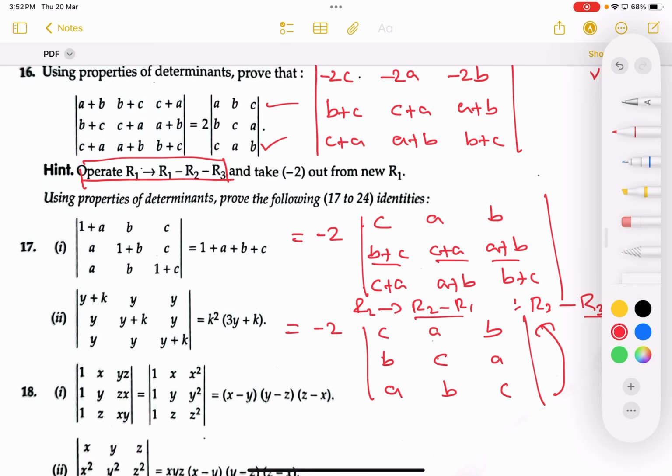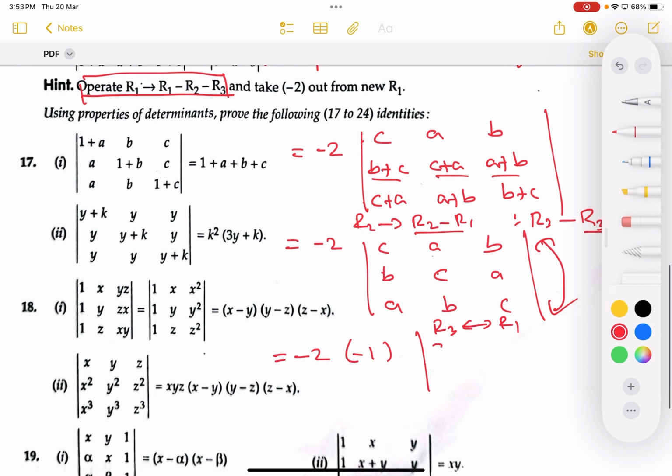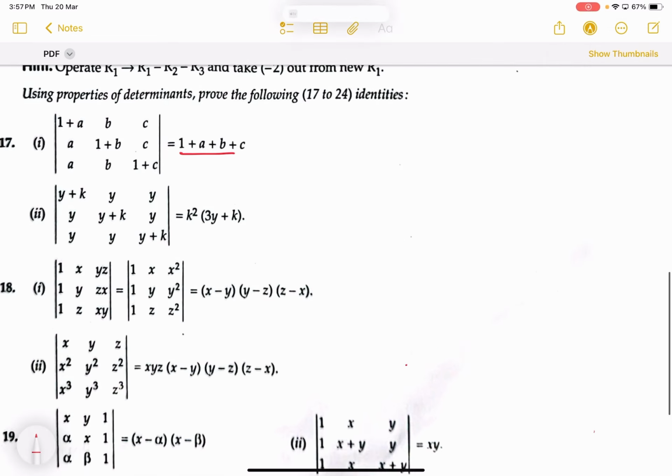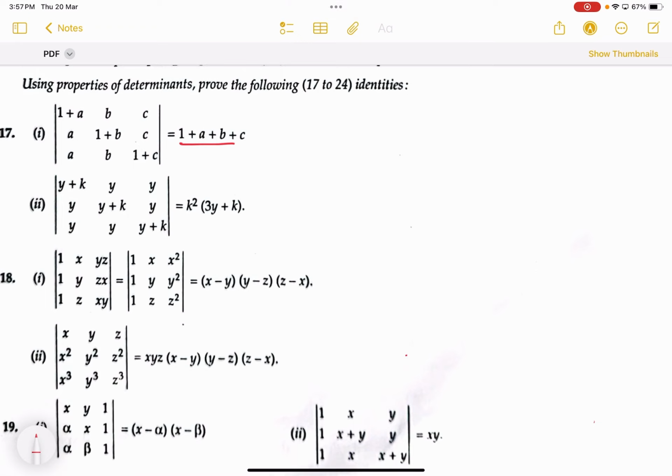That means you interchange, BCA in the same position. Only you are interchanging R1 and R3. Only one time interchanging, so it will become negative, right? So look here, minus 2. One time I am interchanging R3 with R1. So it will become ABC, BCA and CAB. Now minus into minus, it will become 2 times 1 plus A plus B plus C, by adding all the columns you are getting that.